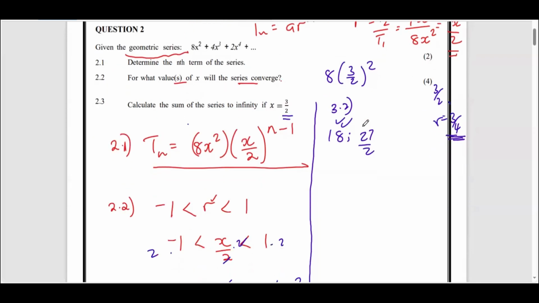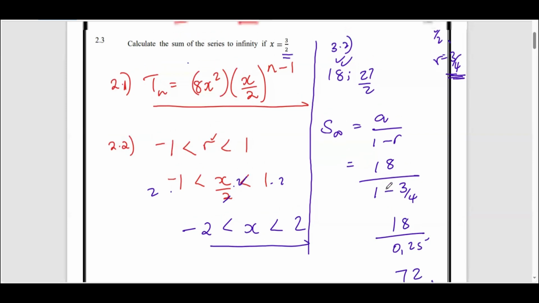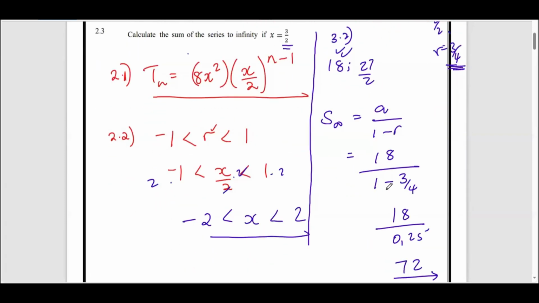Okay, so we go down and say that the formula for sum to infinity is given as a over 1 minus r. So our first term, which is a, is 18 over 1 minus 3/4. Let's just punch this in the calculator, or we can simplify further if you want. So 18 over 0.25 gives me 72. So our sum to infinity becomes 72. All right, so that is question number 2.